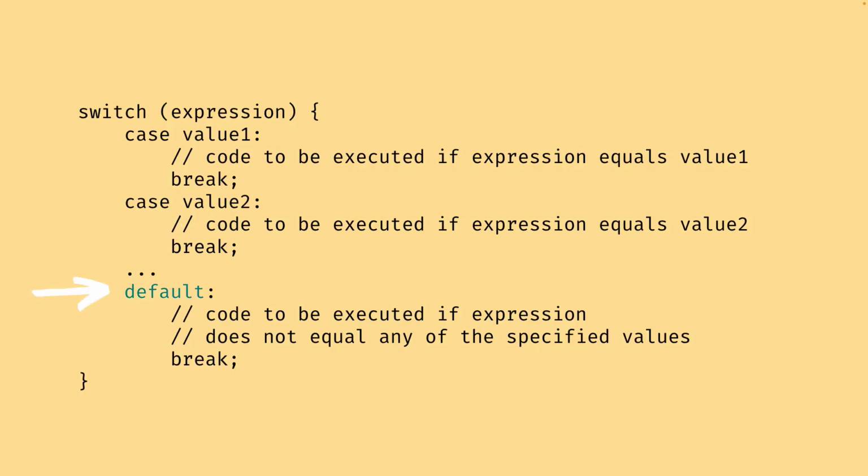If no match is found, the code following the default label is executed. The default label does not have to be present, it's optional. It specifies the code to be executed if the expression right after the switch does not equal any of the specified values.